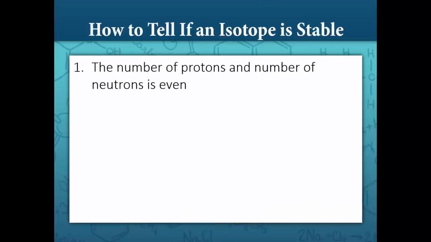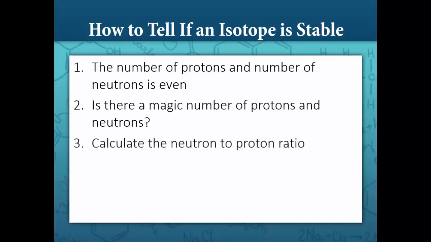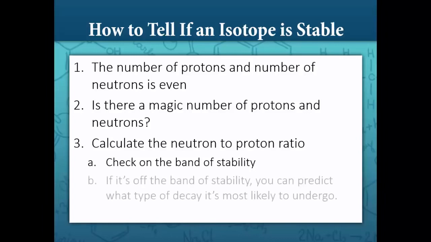To predict whether an isotope will be stable, follow these steps. First, determine if the number of protons and number of neutrons is an even number. Next, determine if the number of protons and/or the number of neutrons is equal to a magic number. Third, calculate the neutron-to-proton ratio. Check that neutron-to-proton ratio on the band of stability. If the neutron-to-proton ratio is on the band of stability, it is a stable isotope. If it's off the band of stability, you can then predict what type of decay it's most likely to undergo.